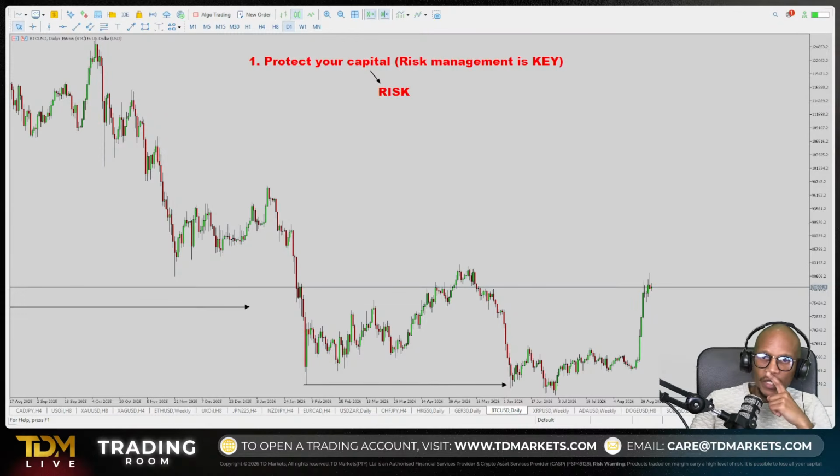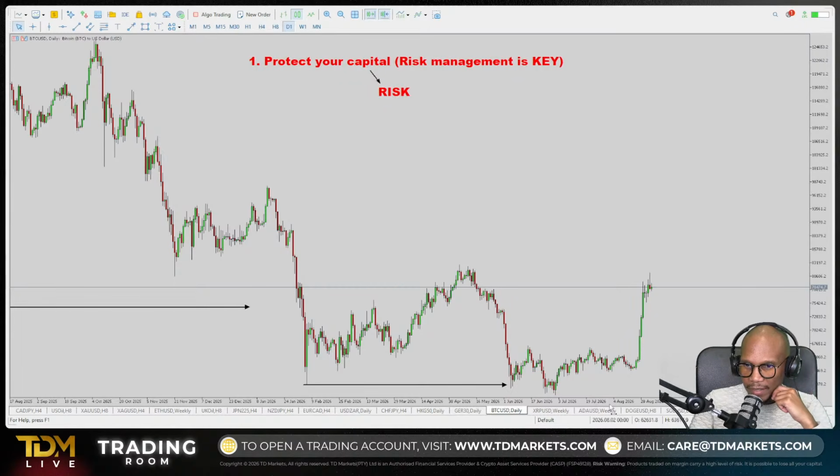Now, there's nothing wrong in moving stop loss to break even. That is part of trade management. But a tight stop loss, guys, it's a problem. It has been a problem. It will always be a problem. Why? Because you need to give the market enough room to breathe.